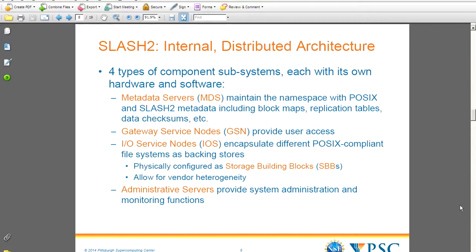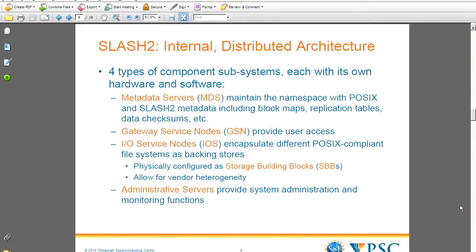Internally /2, I want to go quickly over these because they're a bit beyond what we have time for in this talk. But /2 itself has an internal distributed architecture with a number of different types of servers to do everything from metadata, including ways of distributing that for resilience or performance, gateway nodes to provide user access, the IO nodes themselves that encapsulate other POSIX-compliant file systems as backing stores. We configure those as what we call storage building blocks. That lets us scale this out very easily.